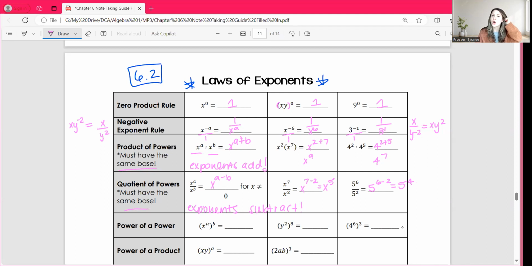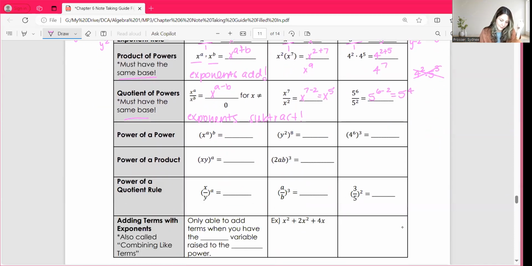Again, keep an eye out and make sure all of these variables or numbers are the same. If this was like 4 squared times 5 to the 3rd, we can't combine these exponents because they're not like terms. Okay, so we've got power of a power, or power to a power. We multiply exponents.